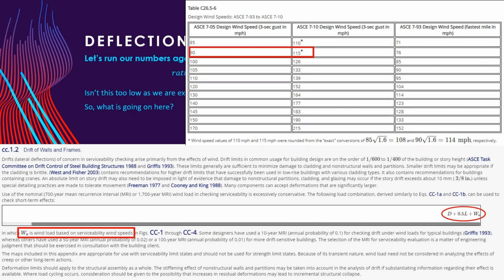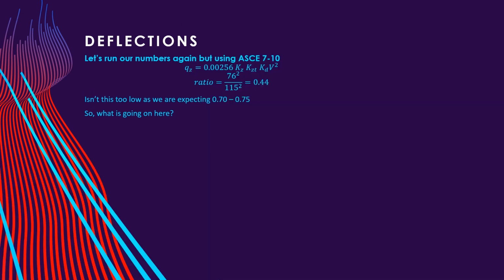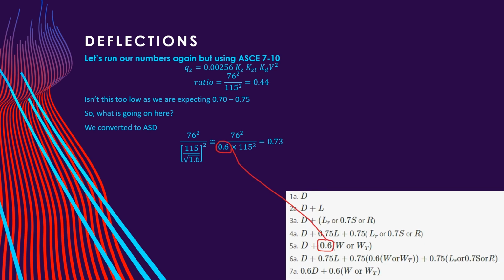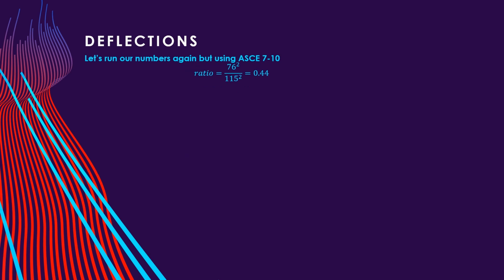So if we look at the old tables, we go from 90 to 115, right? What were we doing? We were multiplying by this factor. We were converting from ASD to LRFD, so that radical of 1.6. So we converted to ASD. So here's the same calculation, but this time we put in that 0.6 and we converted down. And this gets us right where we want to be, right? So now we're at 0.73. We want to be between 0.7 and 0.75. Bada boom, bada bing, and we're at 0.73. So the ratio is correct.